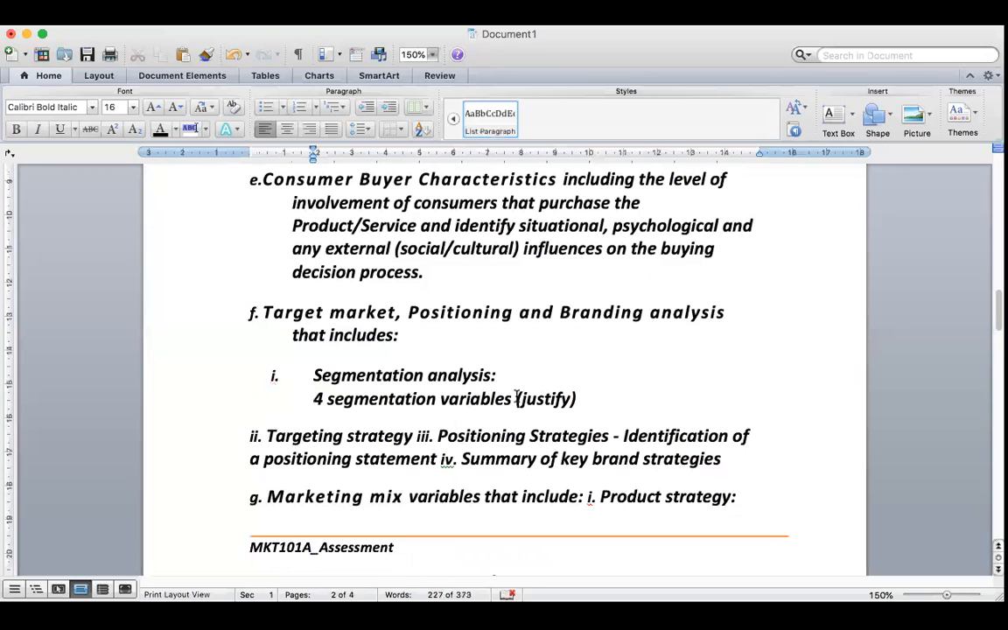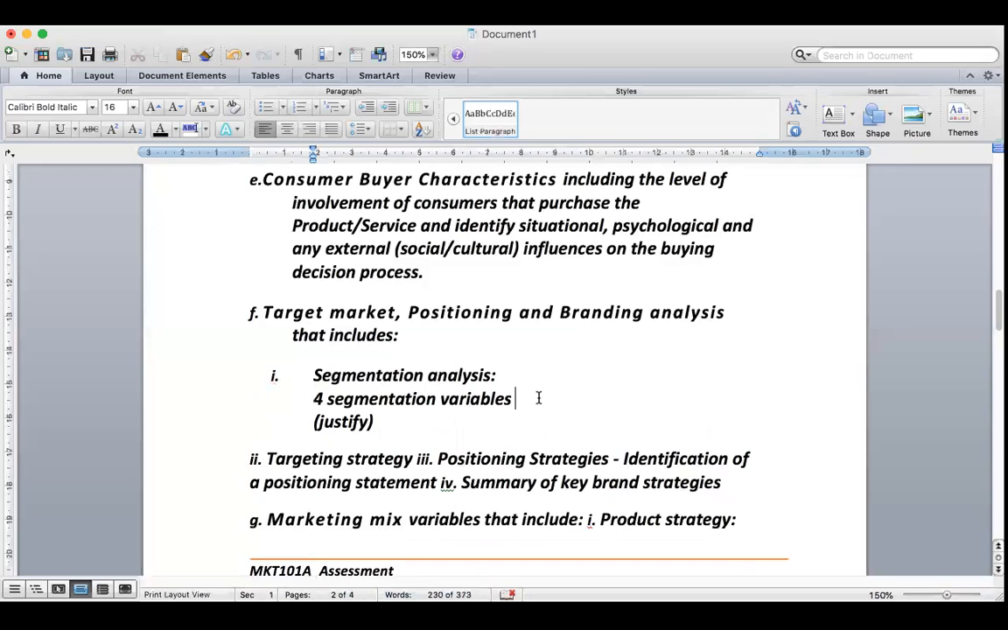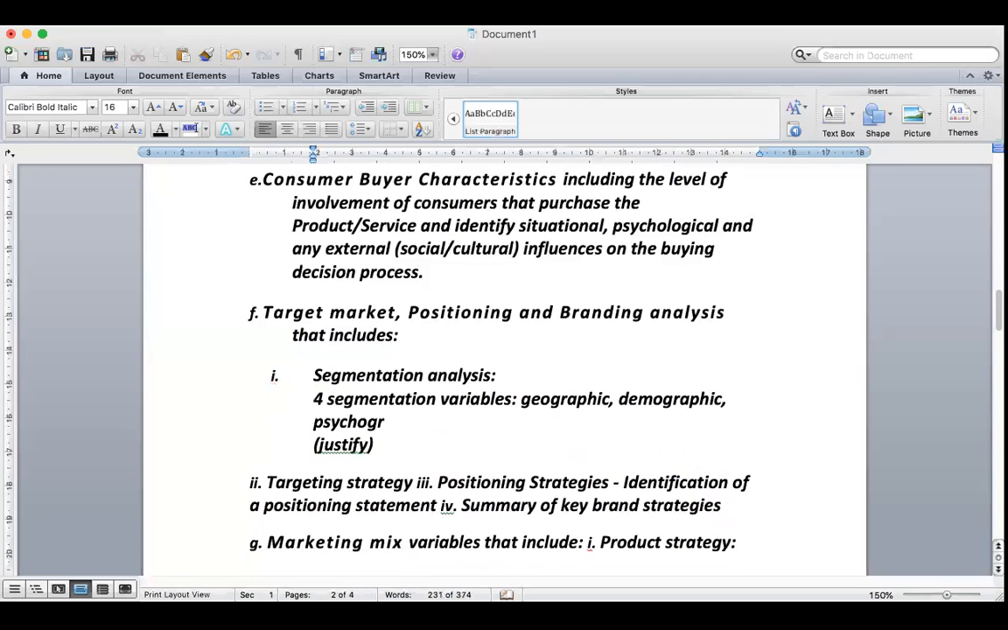The 4 segmentation variables include the geographic, demographic, psychographic, and behavioral. Please use all of them. No discount. We are not Woolies or Coles. So please use all of them. Why all of them? Because that helps us understand the customers better.